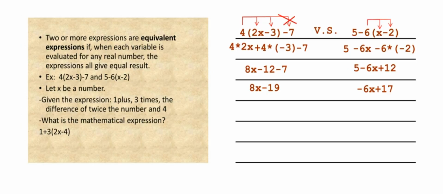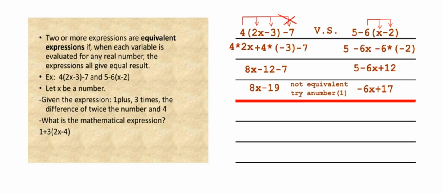Okay, so do they look alike? Does the 8x minus 19 look like negative 6x plus 17? No, they're completely different, agreed. Try and plug in, for instance, a 1. 8 times 1 will give us 8. 8 minus 19 will give us negative 11. If we try 1 on the other one, negative 6 times 1 is negative 6. Negative 6 plus 17 will give you positive 11. They're not the same, right? One's positive, one's negative. So they're not equivalent. Once again, you can try numbers such as 1.